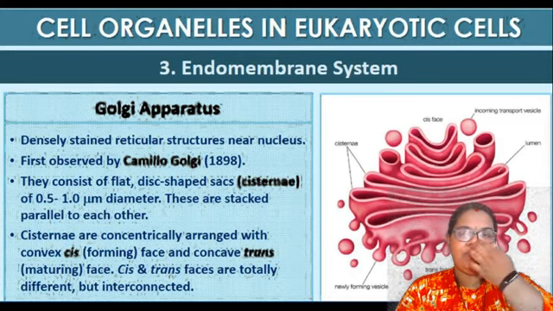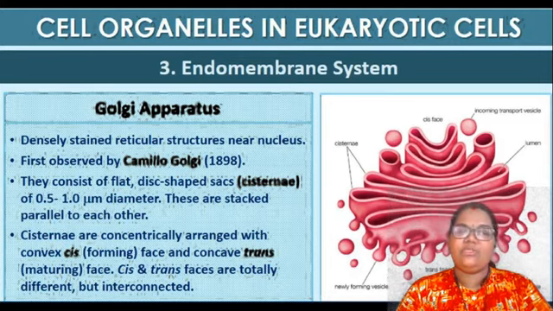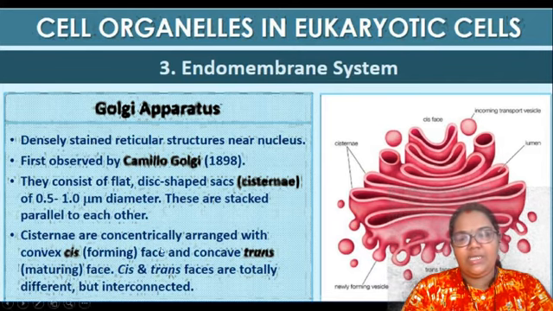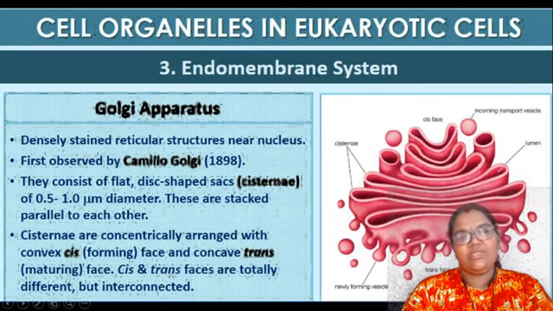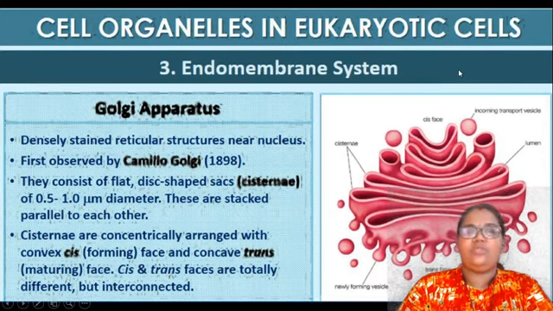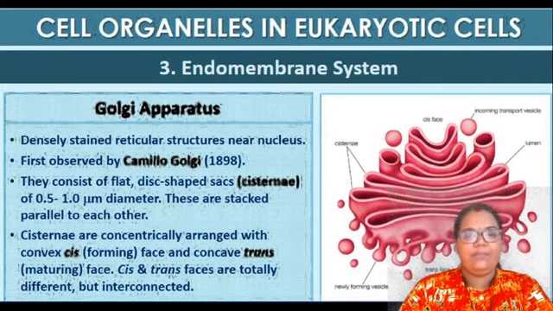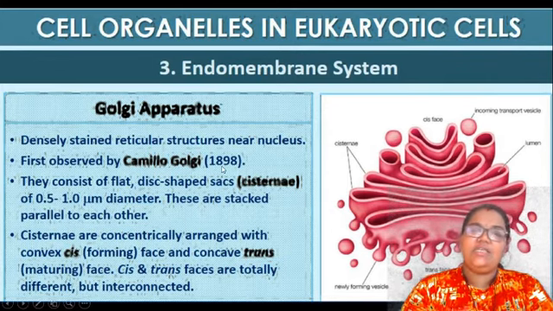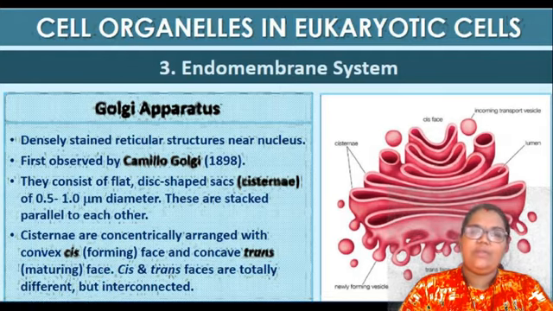The next endomembrane system cell organelle we are going to learn is the Golgi apparatus. Here is the structure of the Golgi apparatus. You can see there are two faces for this Golgi apparatus, the cis face and the trans face. The Golgi apparatus, or Golgi bodies or Golgi complex, was discovered by a scientist called Camillo Golgi, who first observed it in 1898.